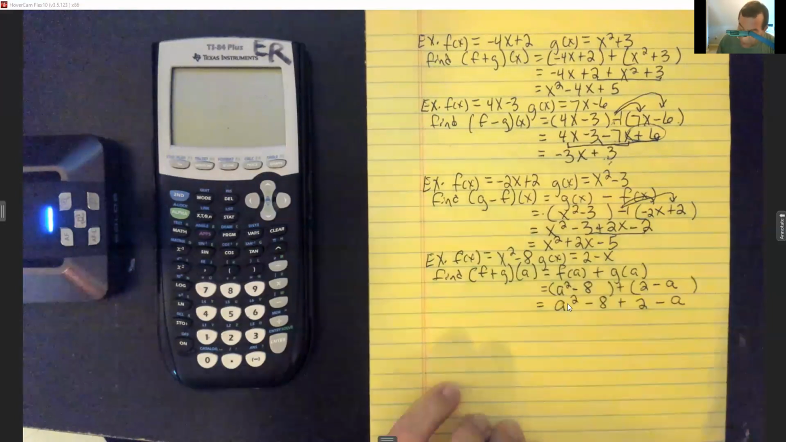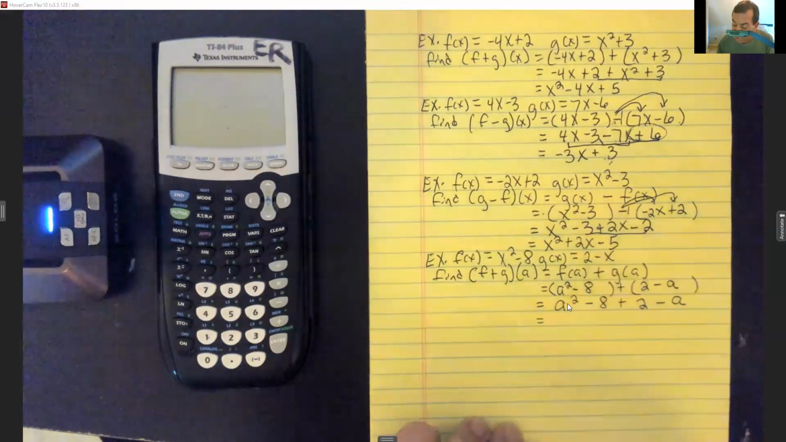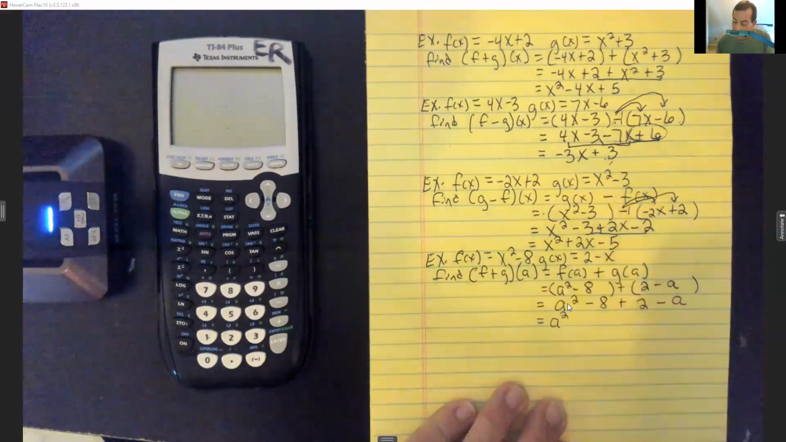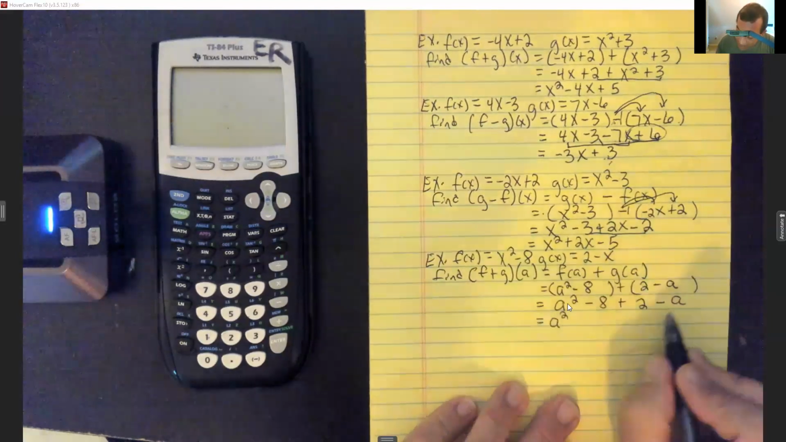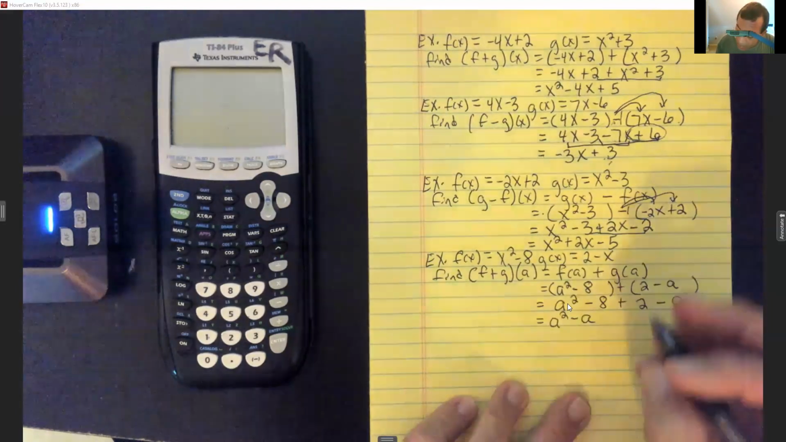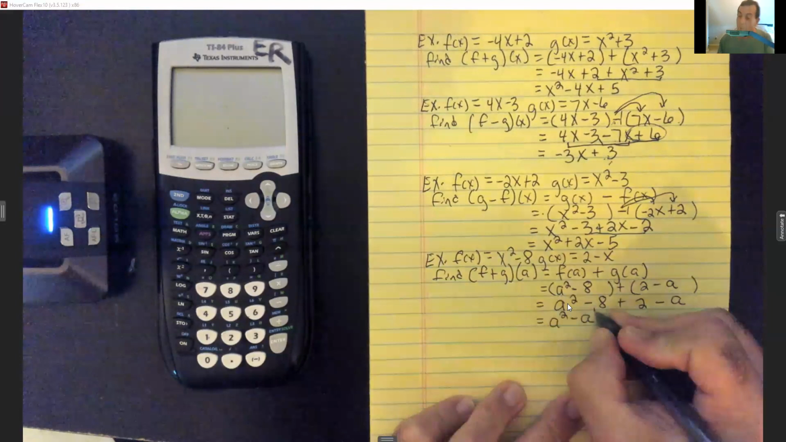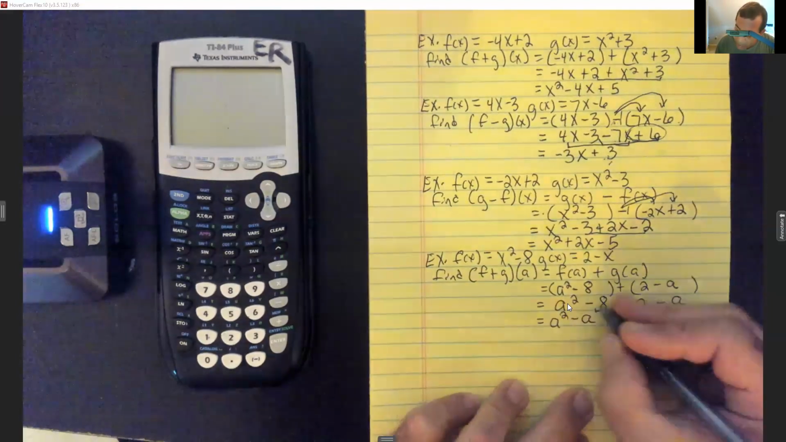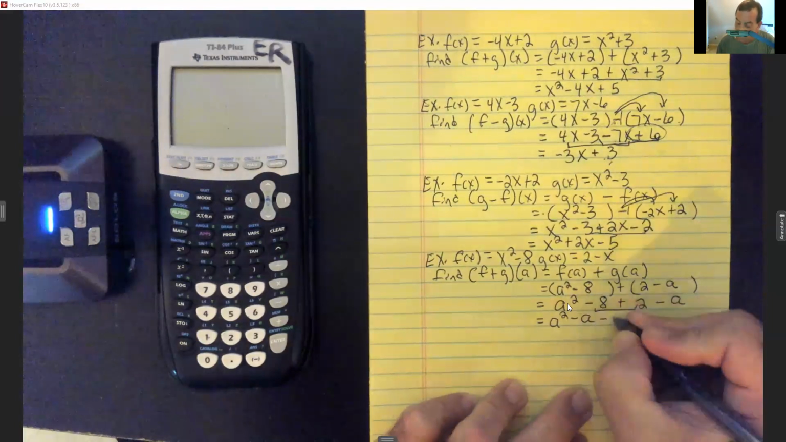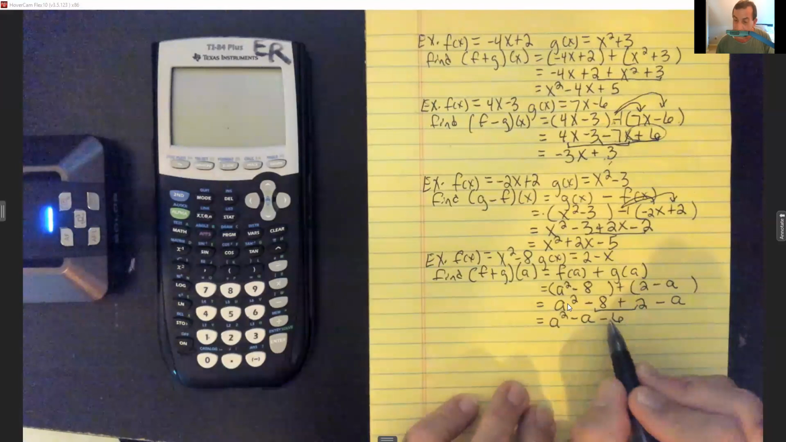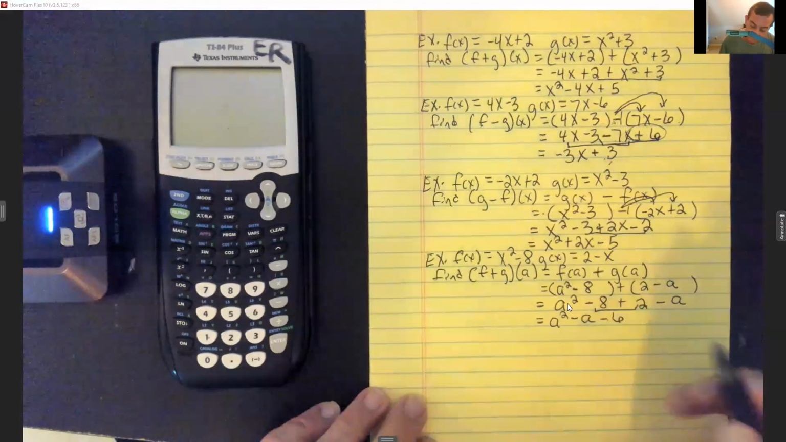And y'all, the last thing I can do, add like terms. So the a squared has nothing to add to, so I'm going to bring it down. Then I got this minus a. It has nothing to add to, so I'm going to bring it down. But now I got a negative 8 that will add to the 2. And a negative 8, positive 2 will give me a negative 6. 8 minus 2 is 6. Larger number is negative, so it stays negative.